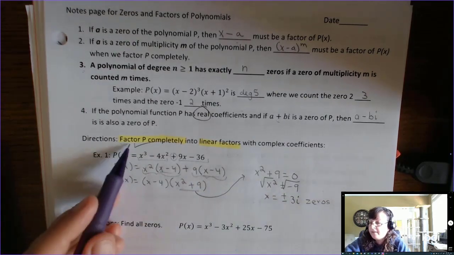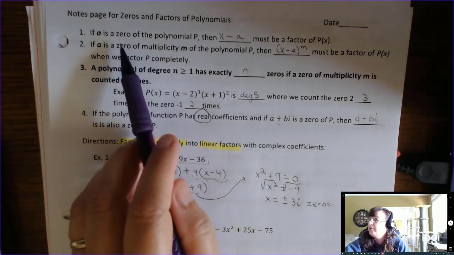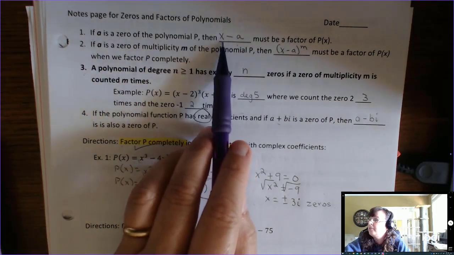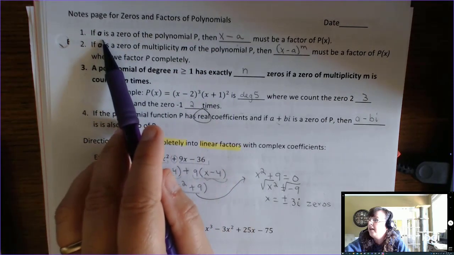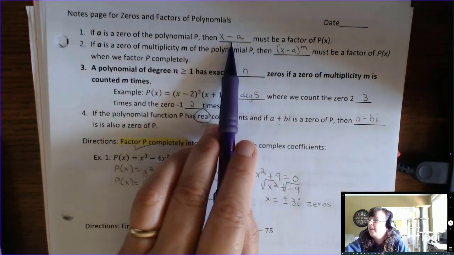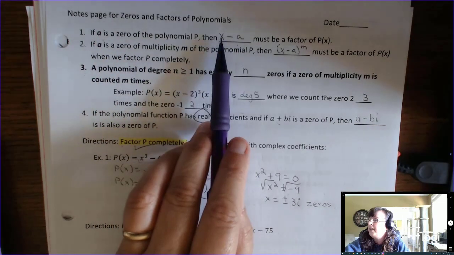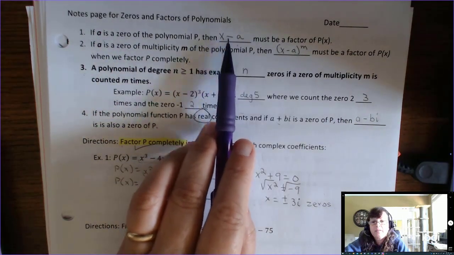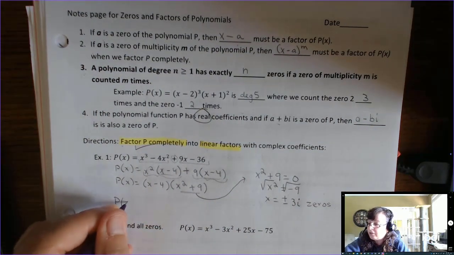Okay, but it didn't say find the zeros, it says to factor. Well, how do you turn a zero into a factor? x minus a. So if a is a zero, x minus a is a factor. If 3i is a zero, x minus 3i is a factor. If negative 3i is a zero, then x minus a negative 3i is a factor. So you have to pull and find the zeros, but then you're going to come back and answer the question.